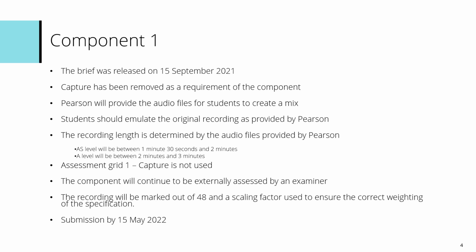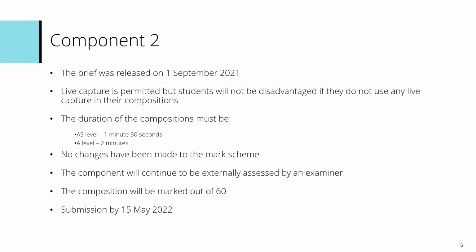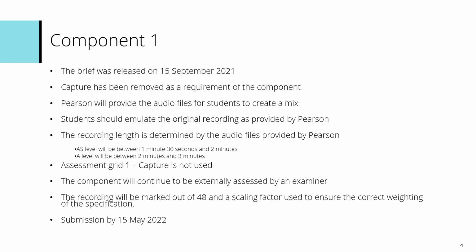But because of assessment grid one being removed, recording would be marked out of 48 rather than 60, and a scaling factor would be used to ensure that the correct weighting remains in the specification. If you are looking for details around the scaling factor, on the general summer 2022 support pages on the Pearson website, there is a document that outlines all the scaling factors for each component where we've had to use this as well.